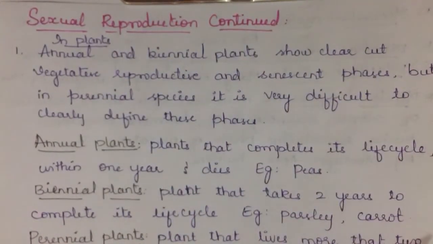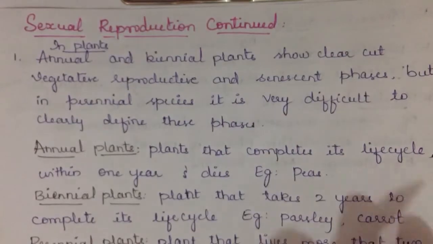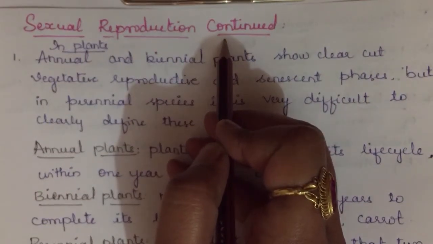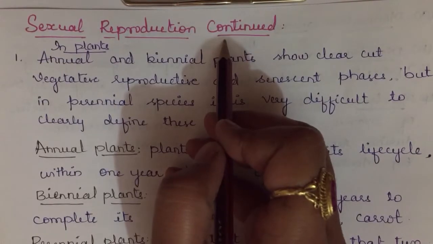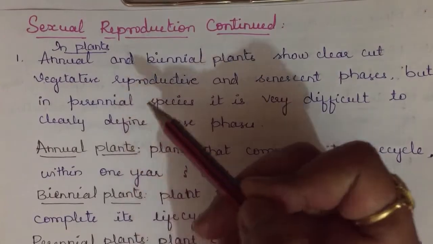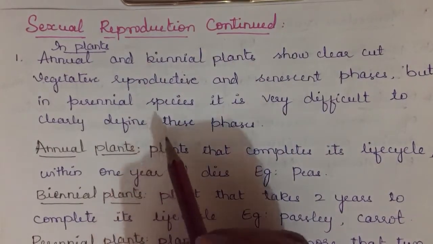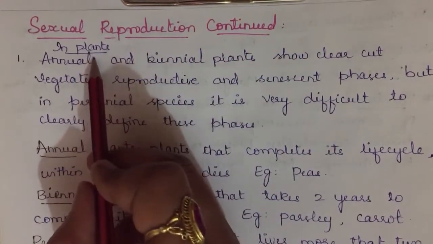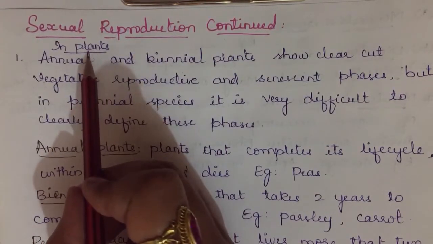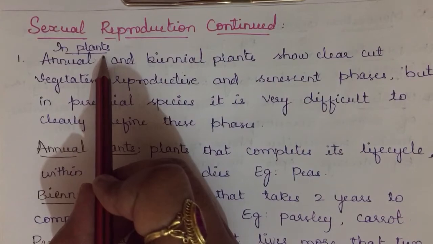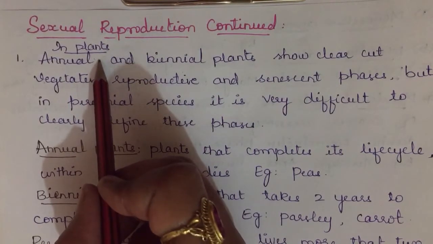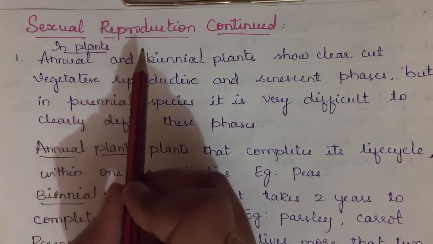Okay, we shall proceed. In today's class, I am going to discuss sexual reproduction, the continuation. If you have not seen the previous video, please view it so that you can get a better understanding of this video. In the previous video we discussed the phases of the life cycle: the first one, juvenile phase; the second, reproductive phase; the third, senescence phase. These were the three phases.